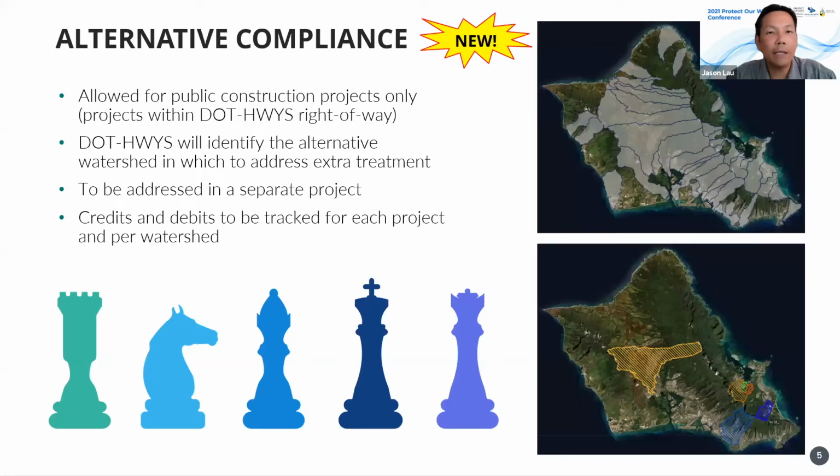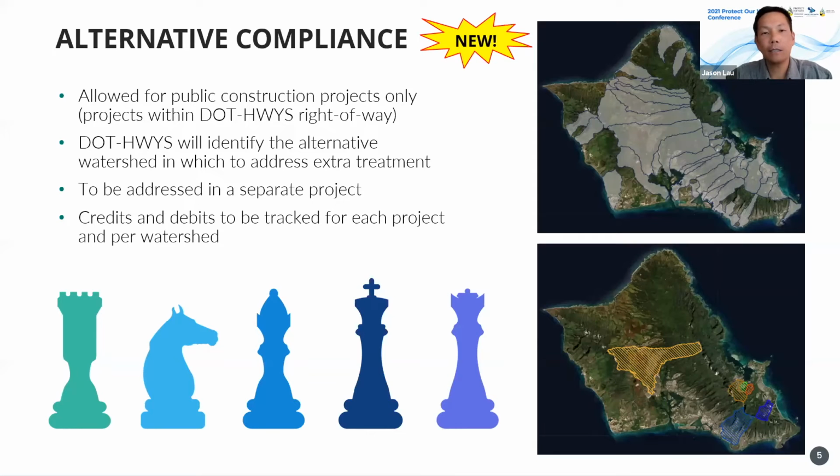Some of the guidelines for this program: it's going to be allowed for public construction projects only. Once again, this is mainly for projects funded by DOT-HWYS within DOT-HWYS right-of-way. The reason for this is because DOT has limited, if any, jurisdiction over private projects that occur outside of the right-of-way. Then DOT-HWYS will identify an alternative watershed in which to address the extra treatment. And if alternative compliance is implemented, it will be addressed in a totally separate project.